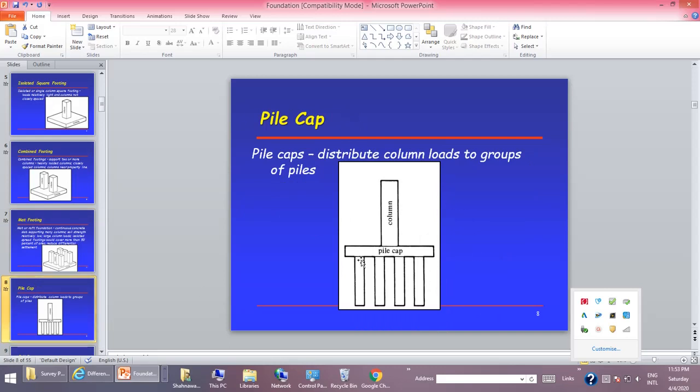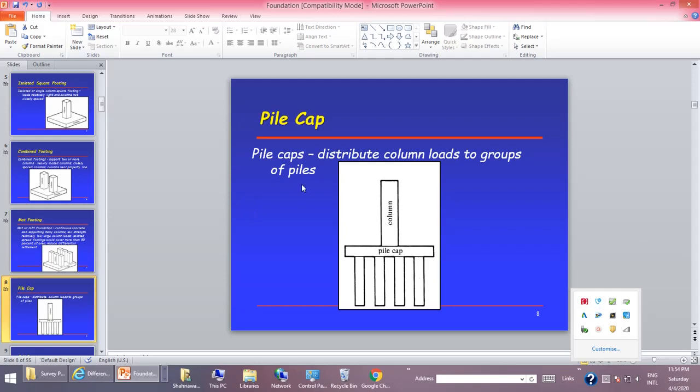Now the deep footing, that is the pile footing or a pile cap. Pile cap distributes the column loads to the group of piles. So this is your group of piles, this is the pile cap, and this is the column. Suppose the depth of the footing is more than twice the width of the footing, then you can provide pile footing. For pile footing, it is very necessary to provide a pile cap, because the load from the column will come to the pile cap, and the pile cap will equally distribute it to the piles connected to it.